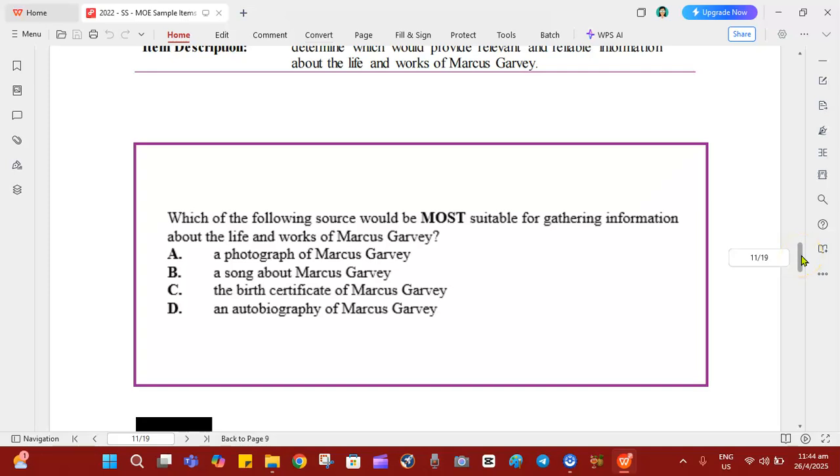Which of the following sources would be most suitable for gathering information about the life and work of Marcus Garvey? A says a photo of Marcus. No. B says a song about Marcus. How long and detailed would that song have to be? C says the birth certificate of Marcus Garvey. And you have one, you know, that can't contain your life and work. And D says an autobiography of Marcus Garvey. And the answer is D. And remember, an autobiography is written by the person, him or herself, about his or her life and work.